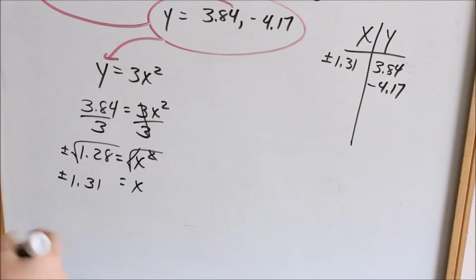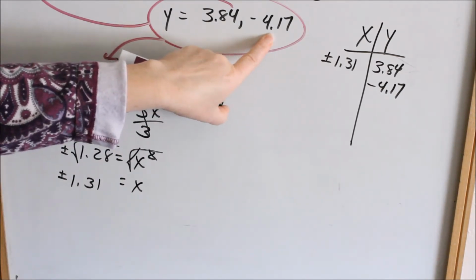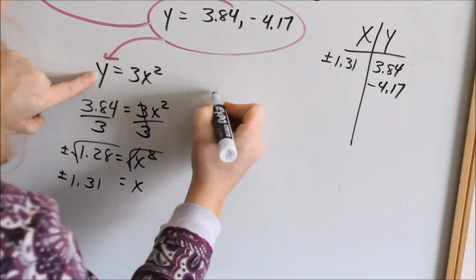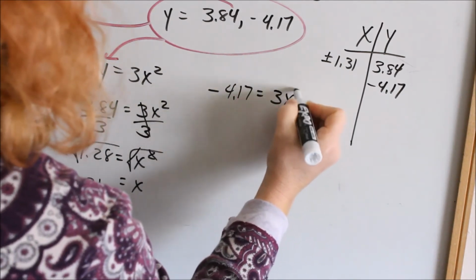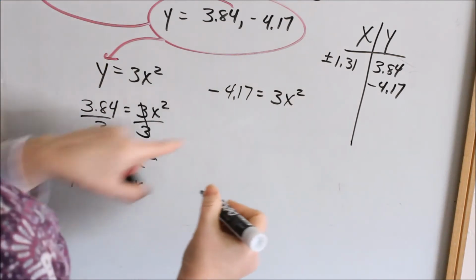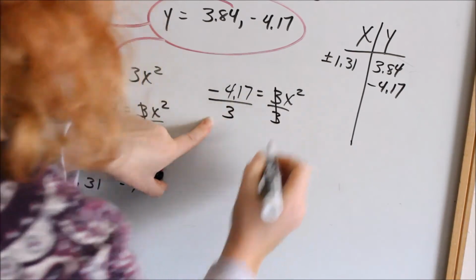Okay? So now let's take our other value of negative 4.17 and we put that in for y. You can kind of see what happens. You can eventually see that we're going to be taking the square root of a negative number.